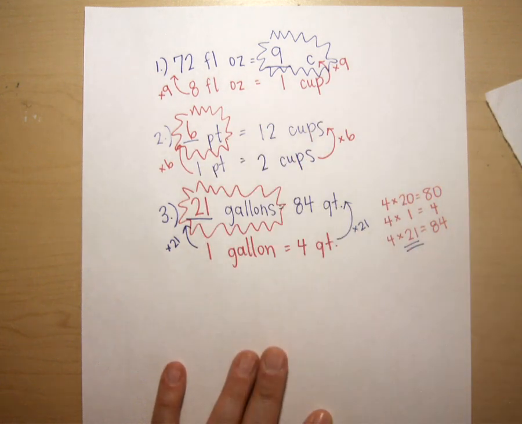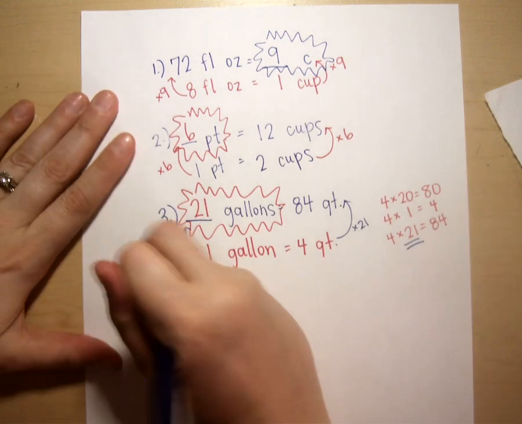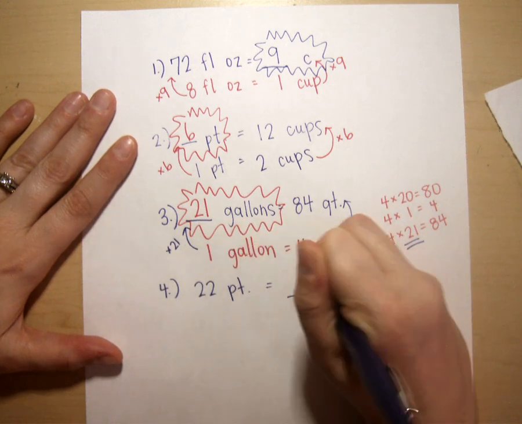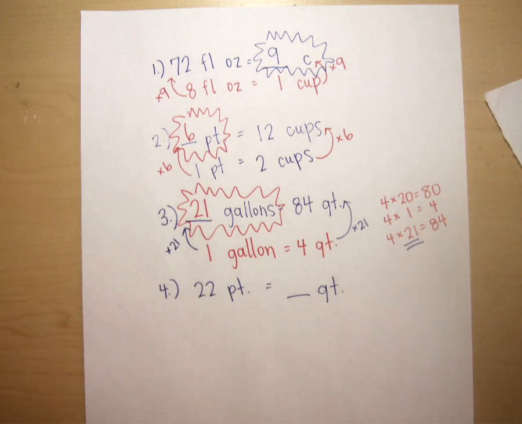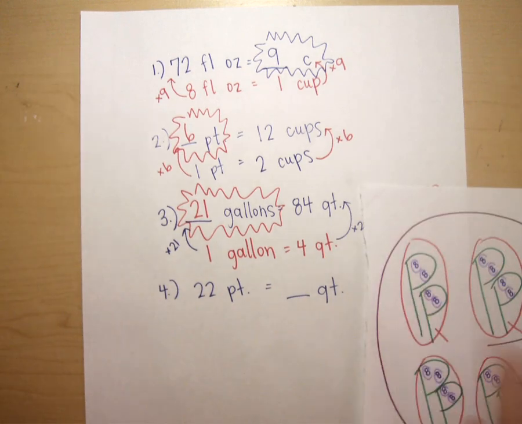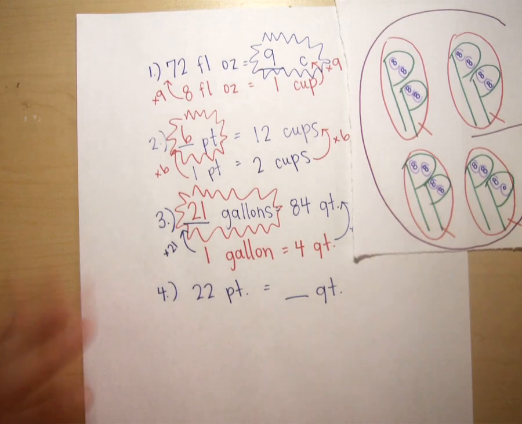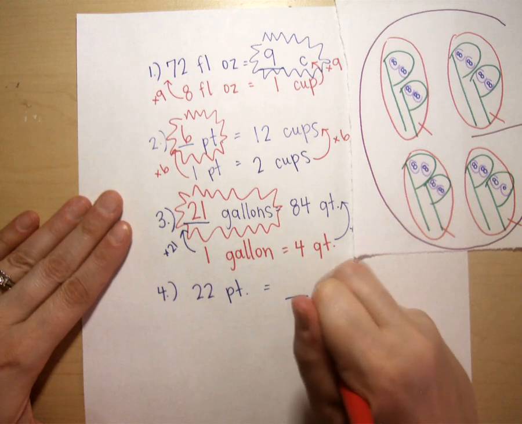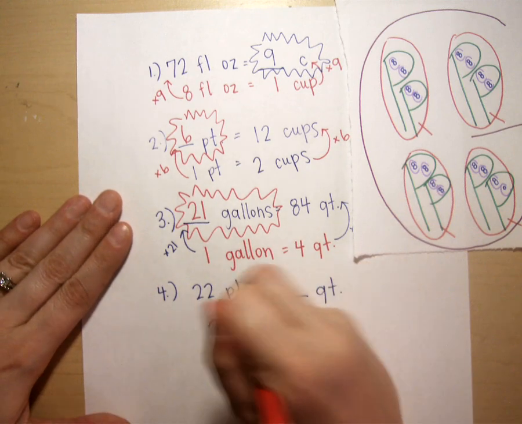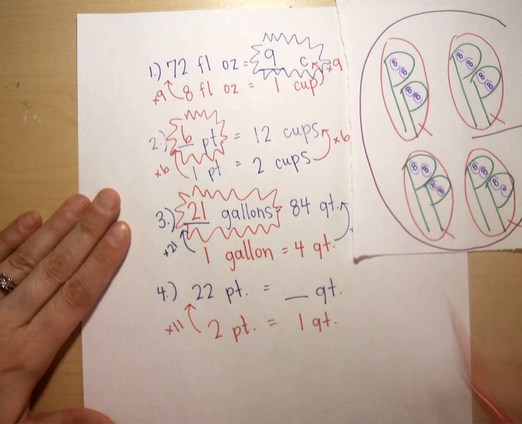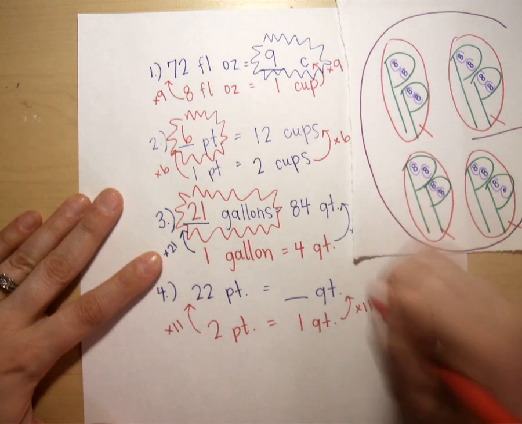And then the last problem, number 4, 22 pints equals how many quarts? Okay, so I'm thinking, well, what conversion do I know about pints and quarts? So looking at Gallentown here, I can see that in 1 quart, there are 2 pints. So I need to times this by 11. 2 times 11 is 22. So then I times that side by 11.